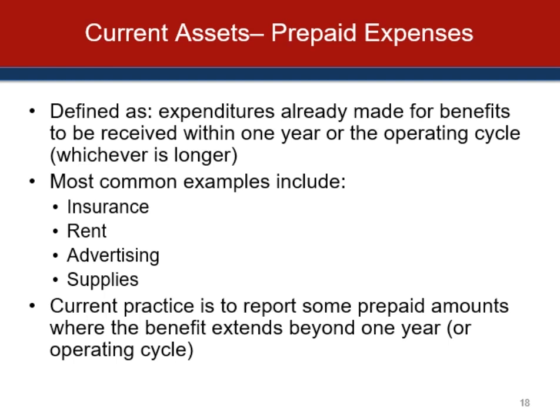Current assets, prepaid expenses: expenditures already made for benefits, such as services such as insurance or rent, that will be received within 1 year or within the operating cycle, whichever is longer. These items are current assets because cash doesn't need to be used for them again in the current year or operating cycle because they've already been paid for. So prepaid expenses are reported at the amount of the unexpired or unconsumed cost.